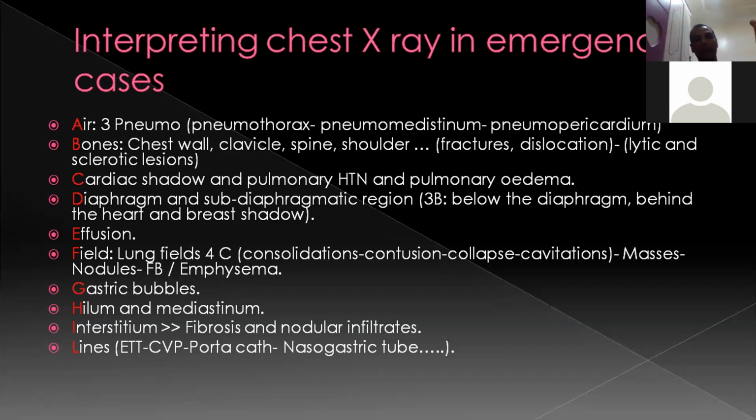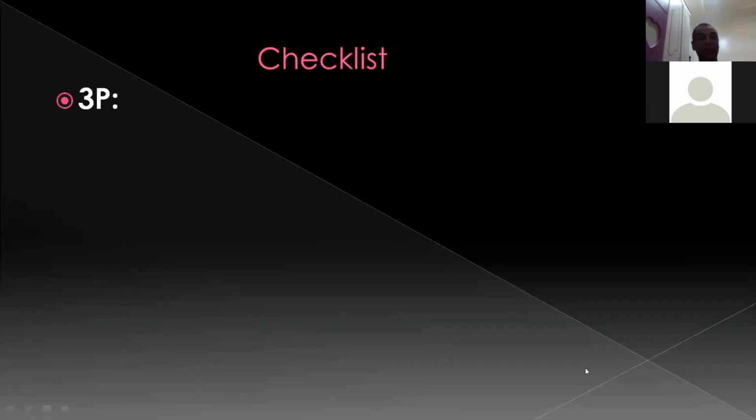Really, I made some modifications in this checklist to make it easier for you to know, and according to what you like, you can use this one, or you can use another checklist. I made this checklist to be more simple and easier to memorize. We can start with 3B. 3B, pneumo, 3 pneumo. We are searching for air.